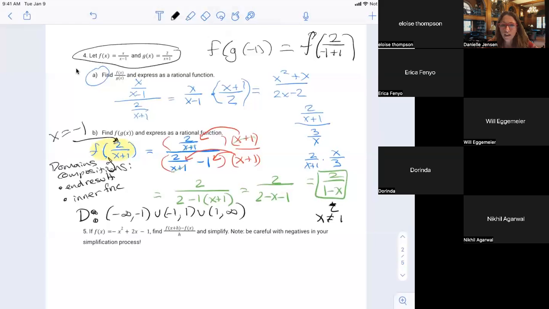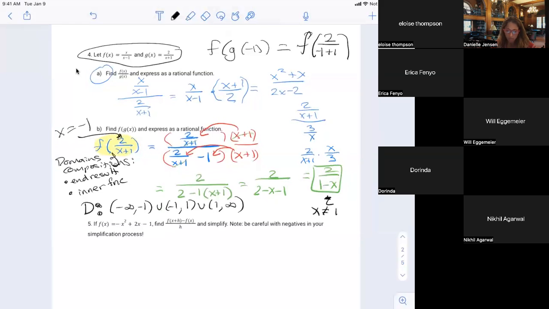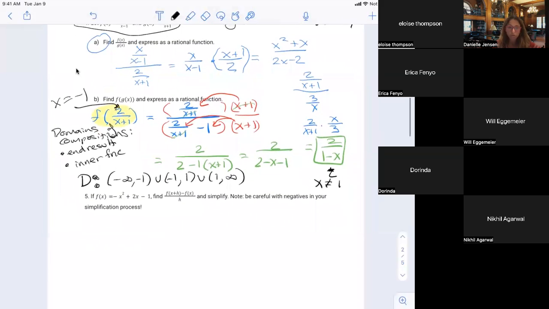Everyone look at number 5. What about if I told you to find the difference quotient? What if I said find f of x plus 1 and simplify? Everyone try that. If I had said find f of x plus 1 and simplify. We did something similar in class on Thursday.